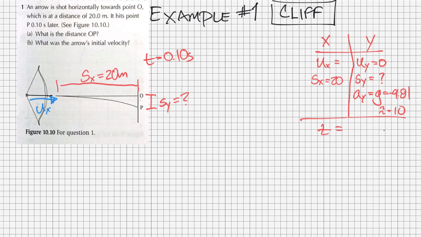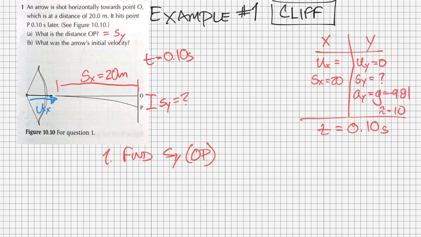So the first thing it asks for, what is the distance OP? And that's really SY. So what I can look at is that time is 0.1 seconds. So now let's find SY, or OP. That's the distance between O and P. When I look at that, the three things that I have are time, acceleration, and an initial velocity, so then I can find my displacement.